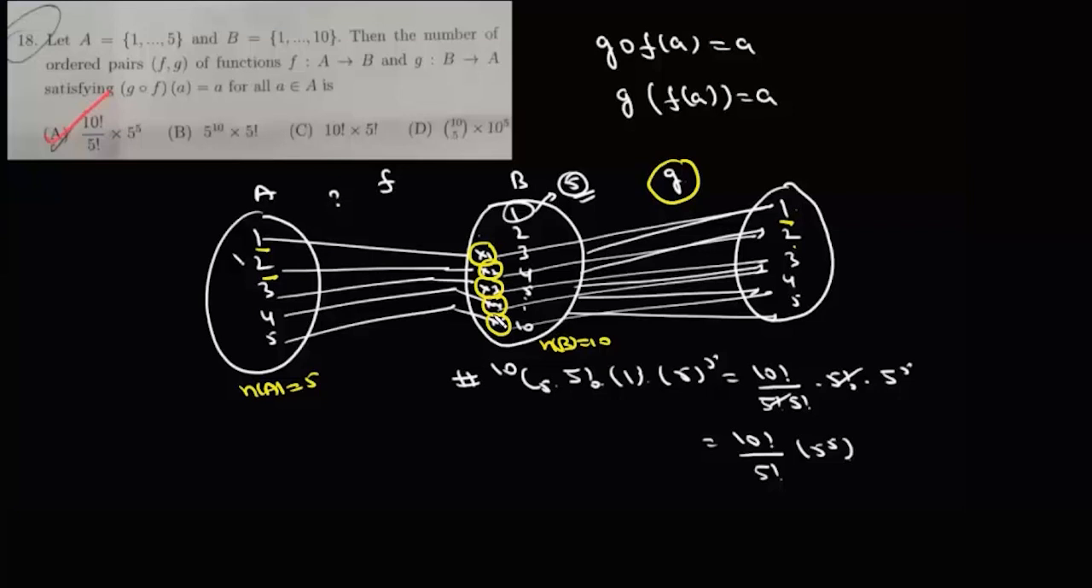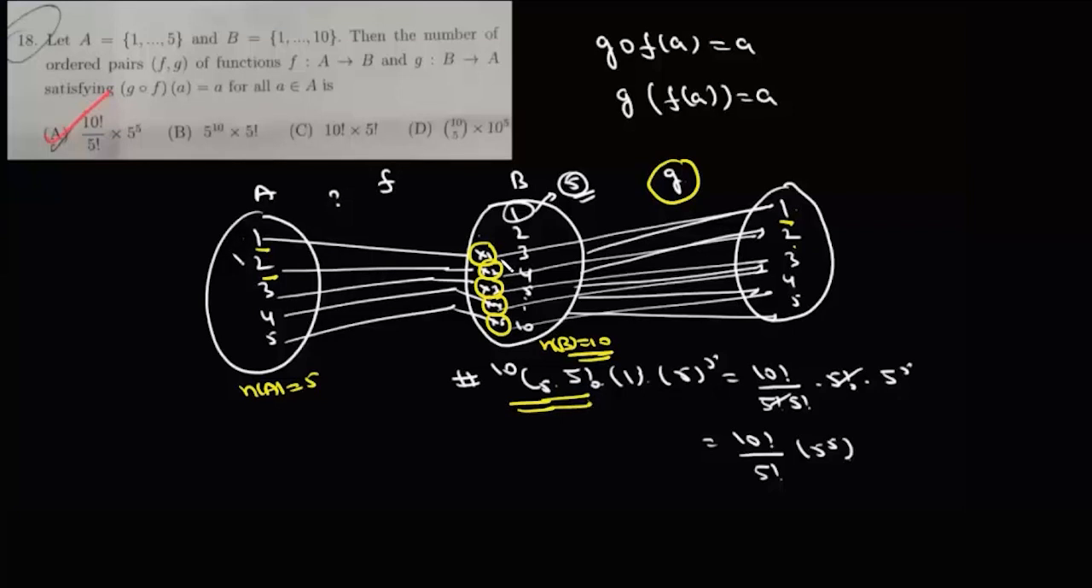So the first step is, out of these 10 elements in B, we have to choose 5 elements which are going to be mapped with A. So the number of ways in which we can choose these 5 elements is 10C5. Now we have 5 elements in A and 5 elements in B. These 5 elements can be mapped to these 5 elements in factorial 5 ways. So the total number of functions f will be given by 10C5 into factorial 5.